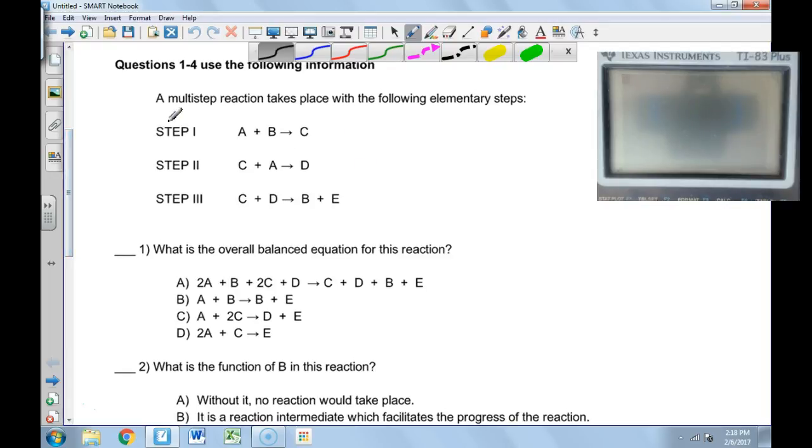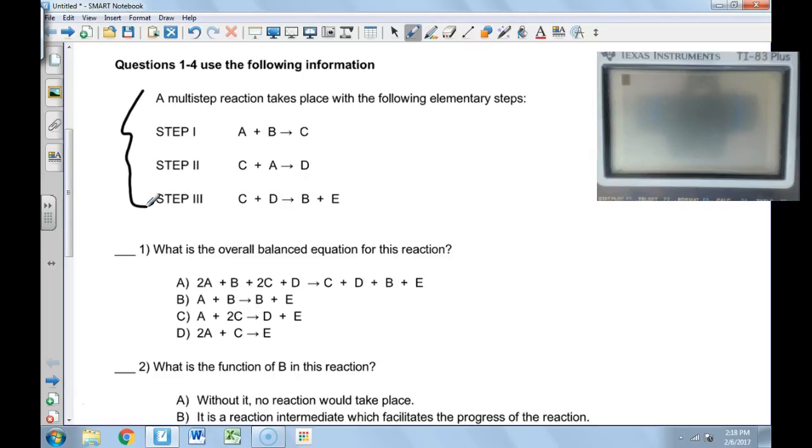They all have to do with this reaction here, this stepwise mechanism. It asks, what is the balanced overall reaction? All we have to do is add up what we have here. So how many A's do we have? We have 2 A's plus a B plus 2 C's plus a D, and that reacts to form a C plus a D plus a B plus an E.